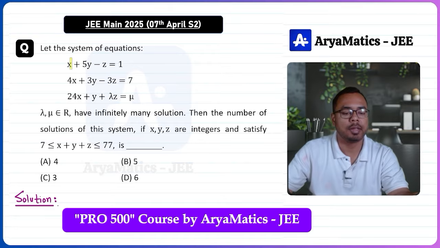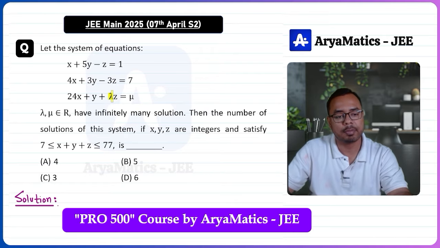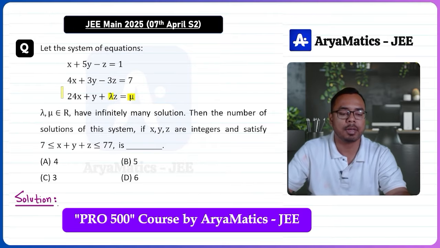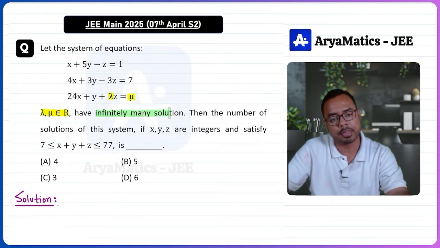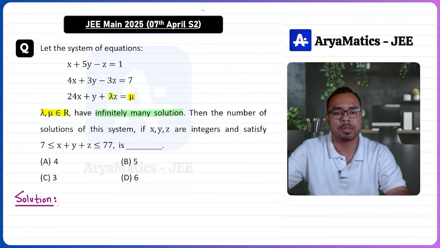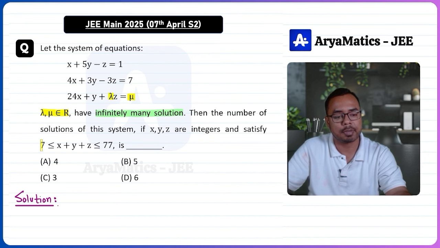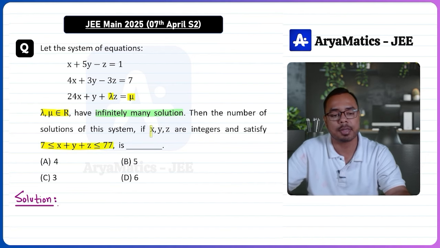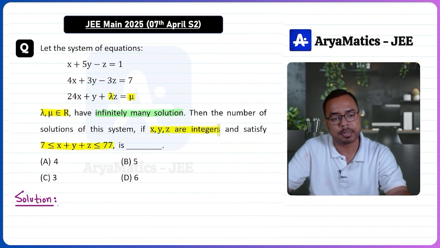Consider the system of linear equations. We have three equations in three variables, and in the third equation there are two unknowns, lambda and nu. The first two equations are given, and in equation 3 there are two unknowns, lambda and nu. These two are real numbers. If this system of linear equations has infinitely many solutions, then we have to find the number of solutions of this system satisfying the condition that x plus y plus z is between 7 and 77, and x, y, z are integers.